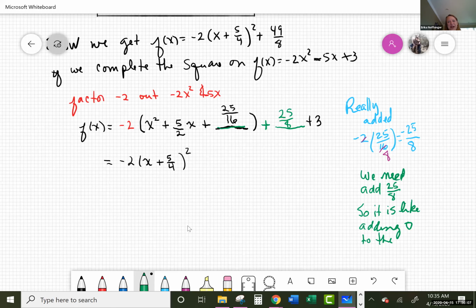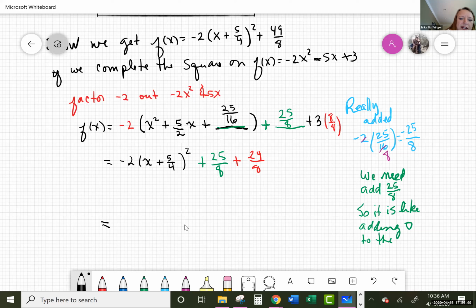Okay, so really we're undoing what we're adding to the one side, so it's similar to adding 0 to the one side. We're just adding 0 to kind of manipulate it how we want to get it. So technically we added 25/8 to cancel out the negative 25/8 we added on that one side. And now I need to combine my 25/8 out here with my 3. So I need a common denominator. If I multiply my 3 by 8/8, that would give me my plus 25/8 plus 24/8.